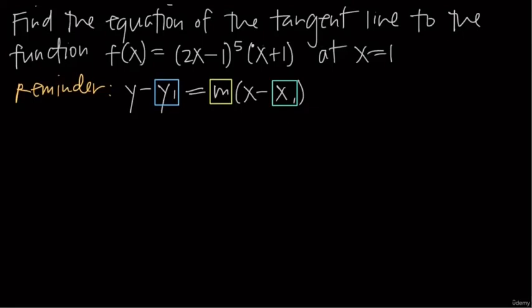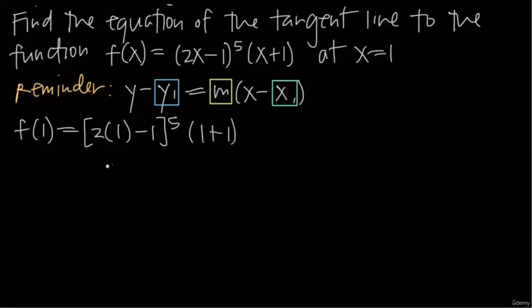Because when we plug x equals 1 into the function, we're going to find the value of the function at that point, the y value at that point. So we're going to go ahead and say f of 1 because x is equal to 1. So f of 1 is going to be, and then we're just going to plug in 1. So here we'll get (2 times 1 minus 1) raised to the fifth power times (1 plus 1). And now we just need to solve for this value.